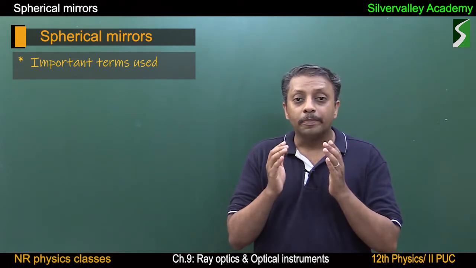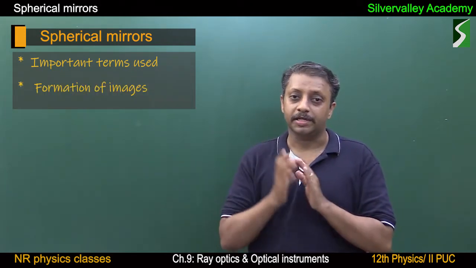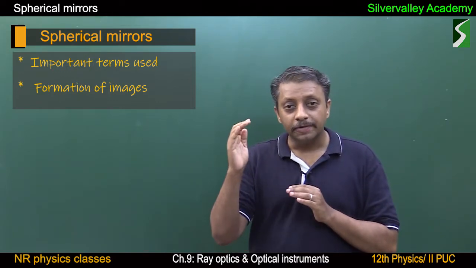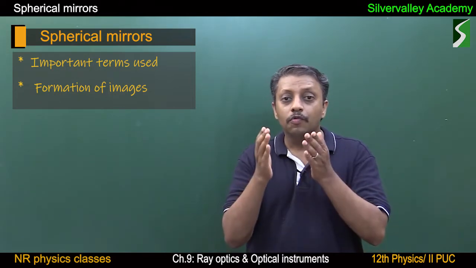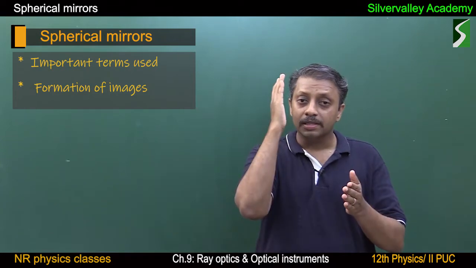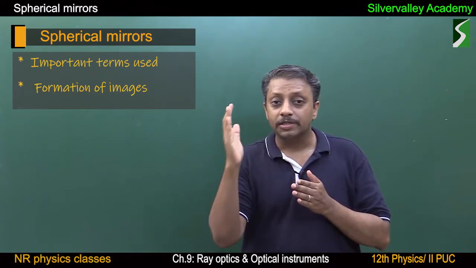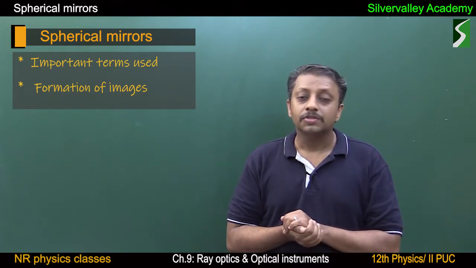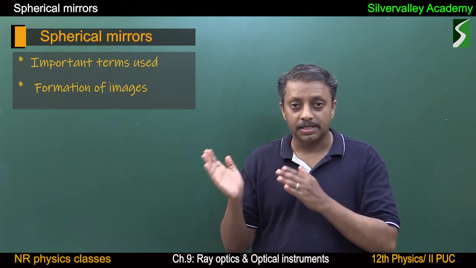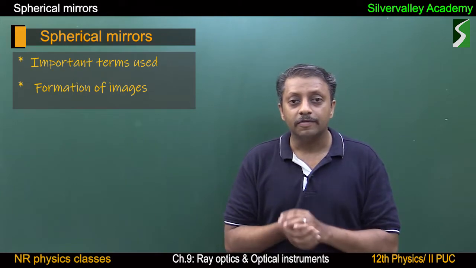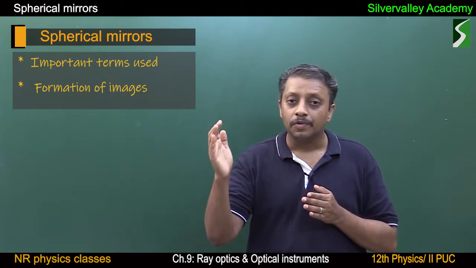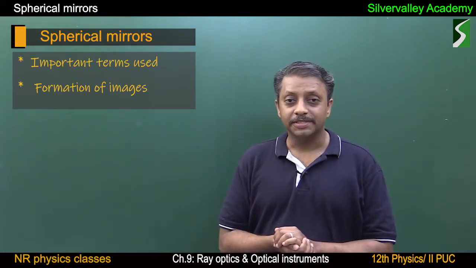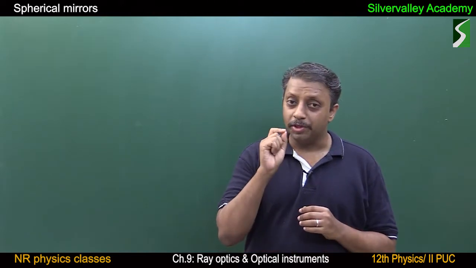Then formation of image by spherical mirrors. To know the formation of image, we should know focal length, focal plane, then virtual object, virtual image, real object, real images. So let us understand all these things in this session, and after that, formation of image by concave mirror. Students, you have to copy notes.